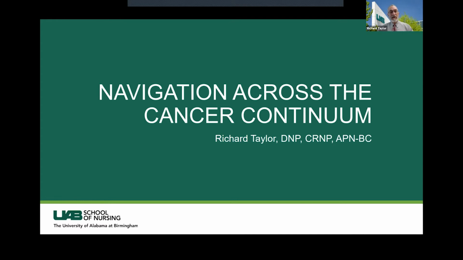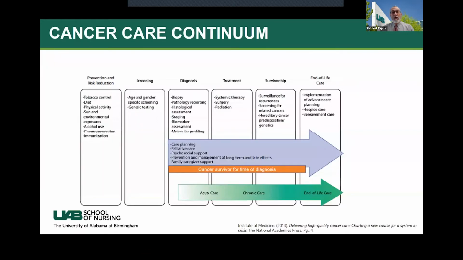Hello, everyone. It's Dr. Richard Taylor again from UAB School of Nursing, and I'm going to go over the navigation map of the cancer continuum just briefly. It'll be the sort of foundation or anchor that we use throughout the webinar. As you see here, there are multiple phases or areas of the cancer continuum, and it begins with prevention and risk reduction, where we're talking about tobacco control, diet, physical activity, sun and environmental exposure protection. And so that would be prevention and risk reduction for cancer.